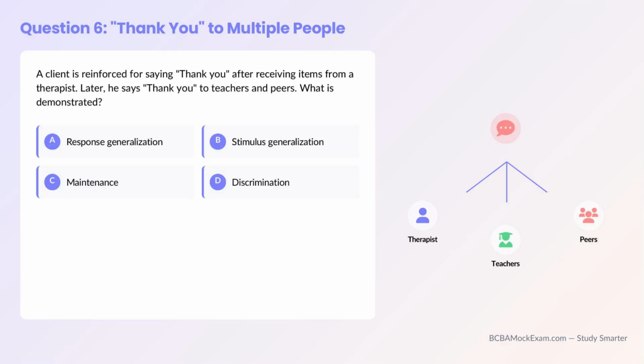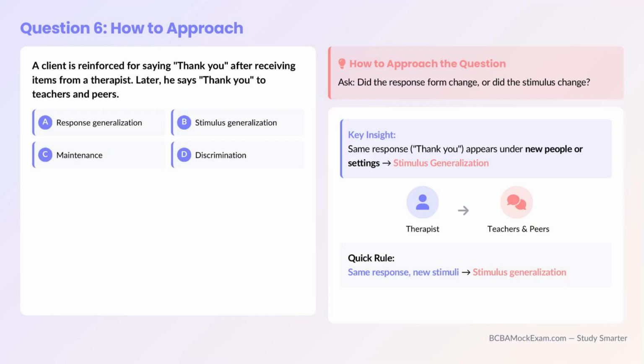A client is reinforced for saying "thank you" after receiving items from a therapist. Later, he says "thank you" to teachers and peers. What does this show? A. Response generalization. B. Stimulus generalization. C. Maintenance. D. Discrimination. Same behavior, new situations. That's stimulus generalization. The response, saying "thank you," stayed exactly the same, but the people and settings changed.